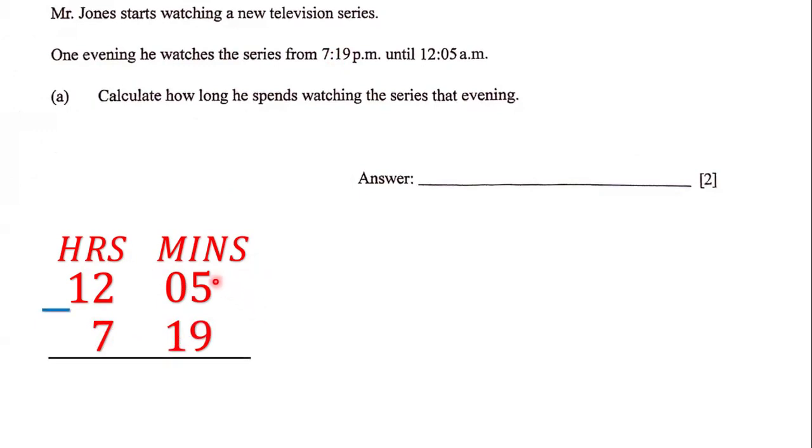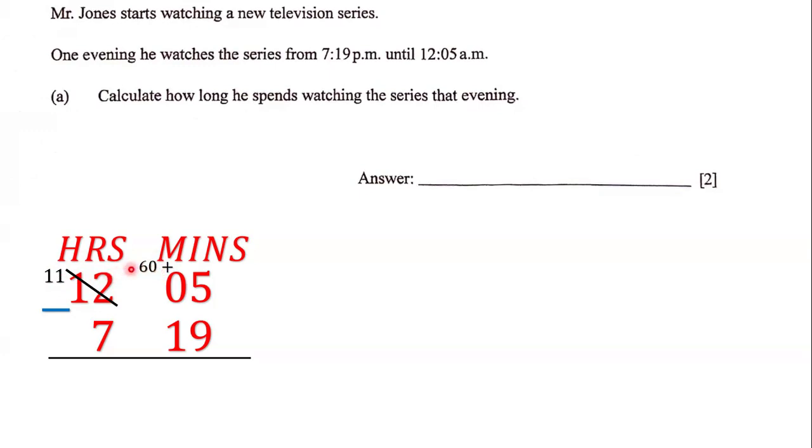Now we ask ourselves, what is 5 minus 9? We cannot do 5 minus 9, so we have to borrow, and we go to the 0 and we say, what is 0 minus 1? And we can't do that. So that means that we must borrow from the hours side. We're going to borrow a whole hour. So if we take away an hour from 12 hours, that means that we have 11 hours on this side. But on this side, we have 60 minutes because we borrowed a whole hour.